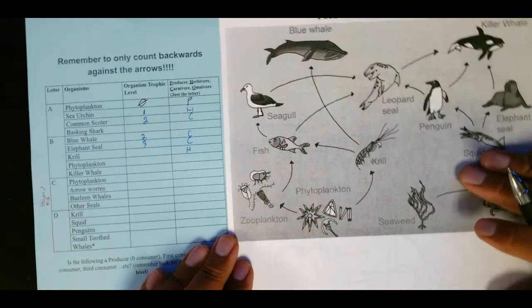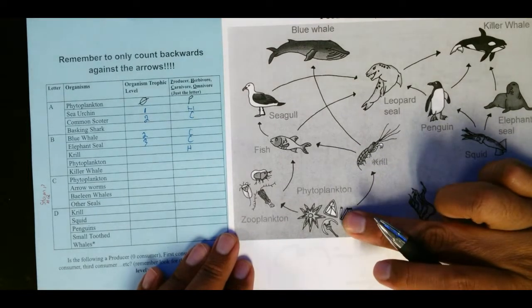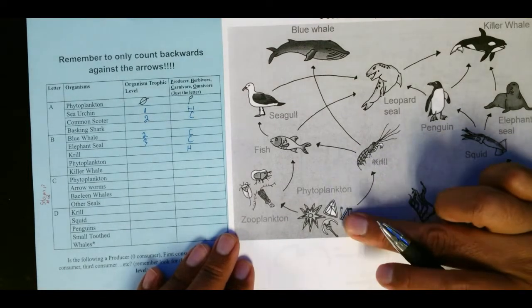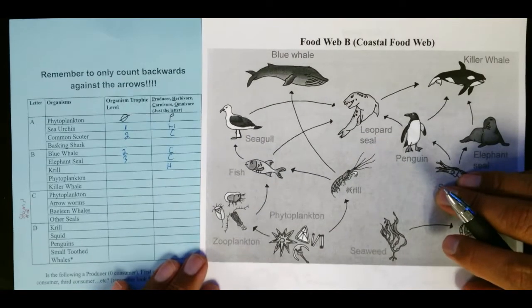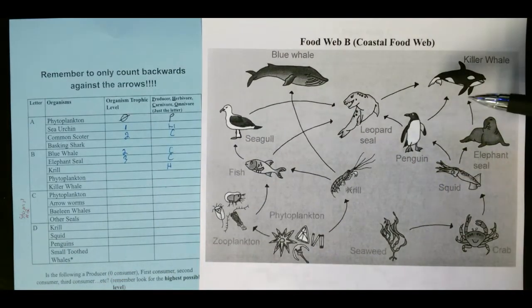Like that. Phytoplankton, again, no moves backwards. And since there's no move backwards, it tells you what it is. Last one, killer whale. So killer whale, I'm going to help you out here because now we have multiple paths. You got to check this path and this path for the longest one.